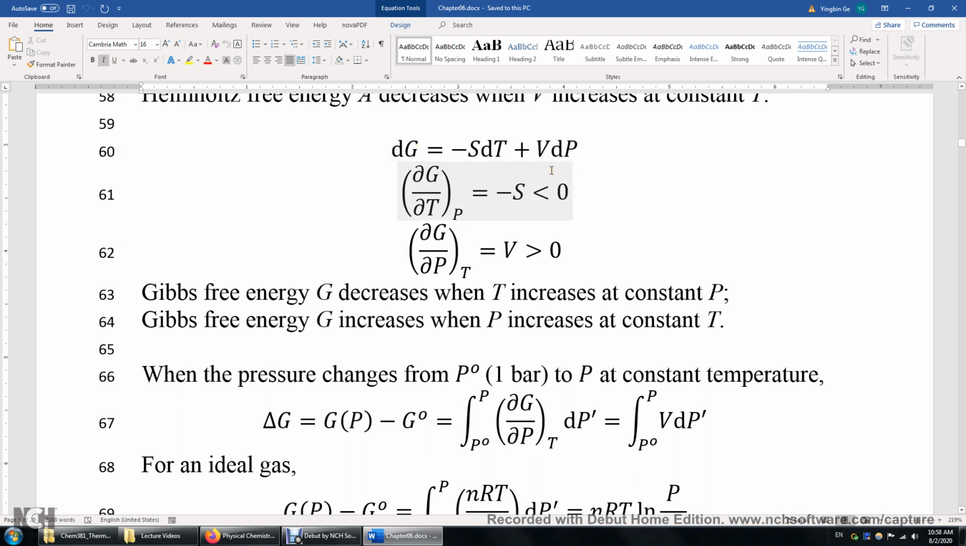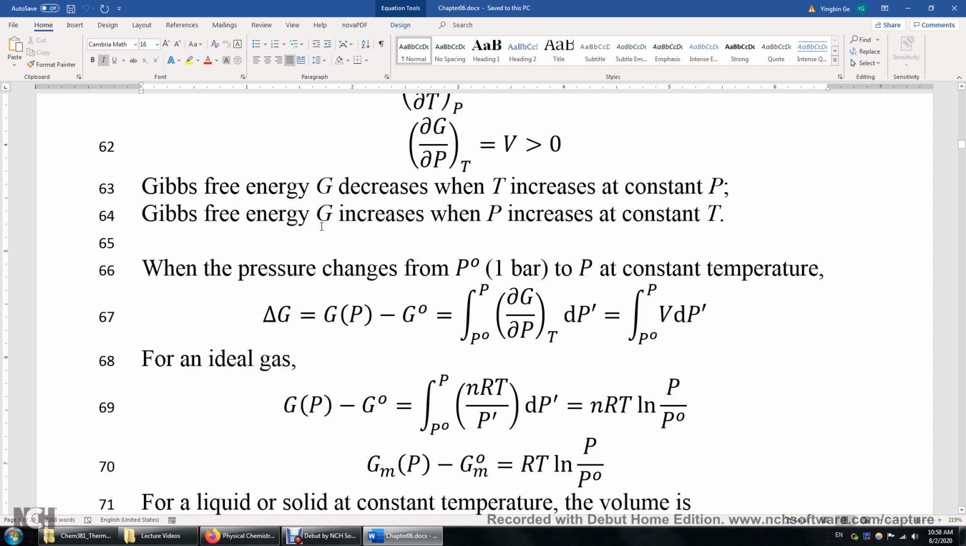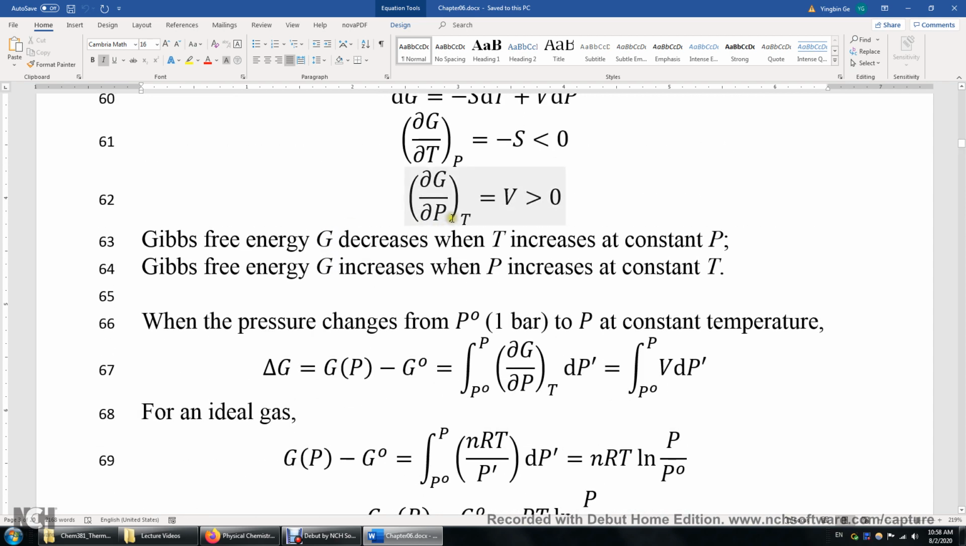And therefore, dG over dT is negative entropy. That's negative when pressure is constant. When temperature is constant, this part is 0, then dG over dP is volume. Volume is always positive. Therefore, when pressure increases, G decreases. Now we can analyze how G depends on pressure quantitatively.